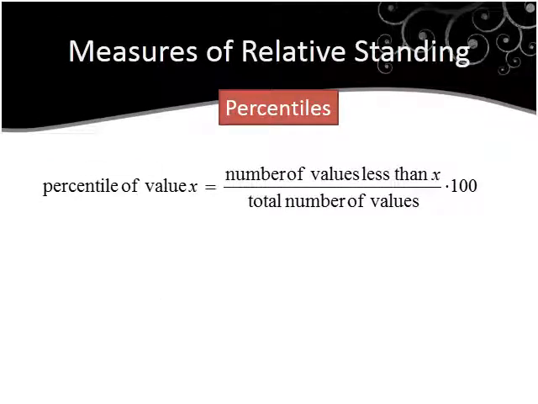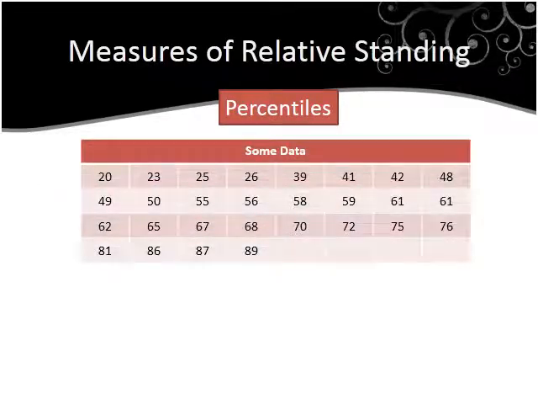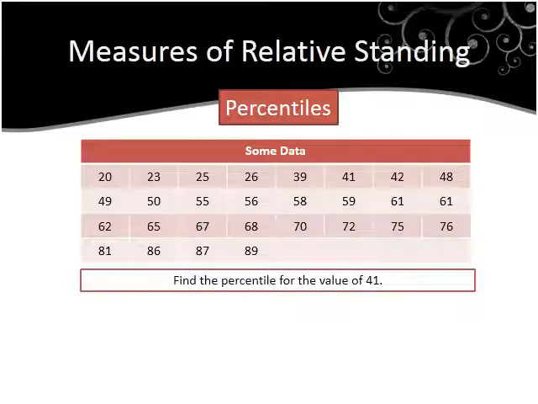To calculate the percentile of some value in your data, you take the number of values that are less than that value, divided by the total number of data that you have, and then multiply it by 100 to get a percentage. So let's look at an example. Suppose we wanted to find the percentile for the value 41.